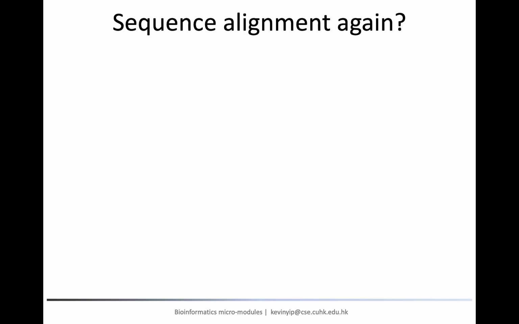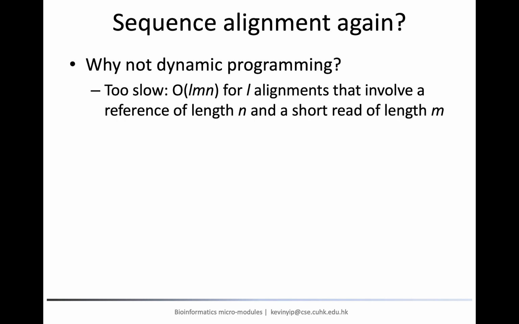By now, you may be already wondering why we need to study short read alignment as a new problem. Isn't it again just sequence alignment? For instance, why can't we use dynamic programming? The simple reason is that dynamic programming is too slow. If we want to align L short reads, each of length m, with a reference of length n, the time complexity is order LMN. Remember that both L and N are very large numbers, and therefore practically it would take a very long time to do all the alignments.